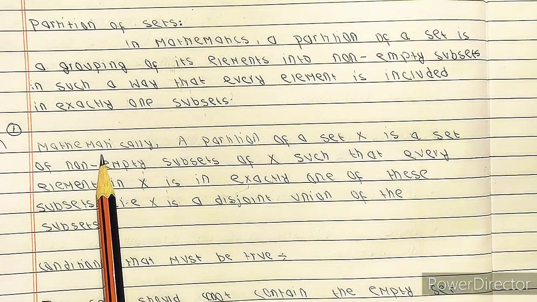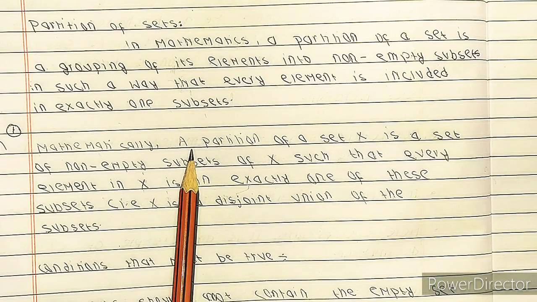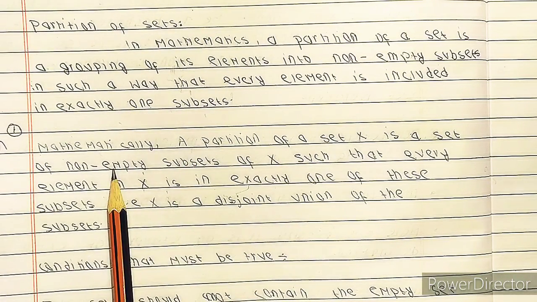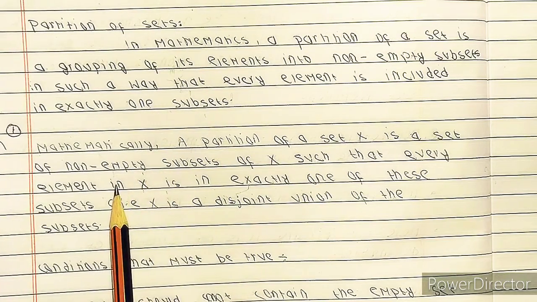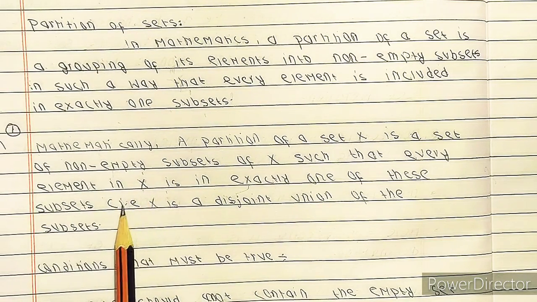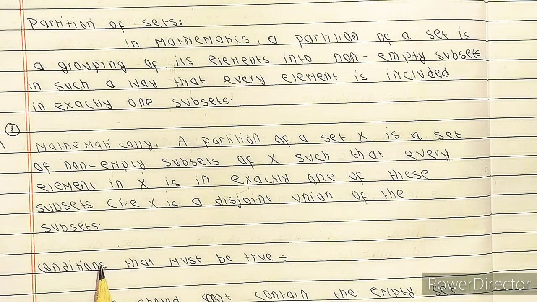Mathematically, a partition of a set X. Just imagine that there is a set X. The partition of set X is a set of non-empty subsets. It means if it has a set, then it should contain some of its subsets. So it is a set of non-empty subsets in such a way that every element of X is in exactly one of the subsets. That is, X is a disjoint union of subsets.